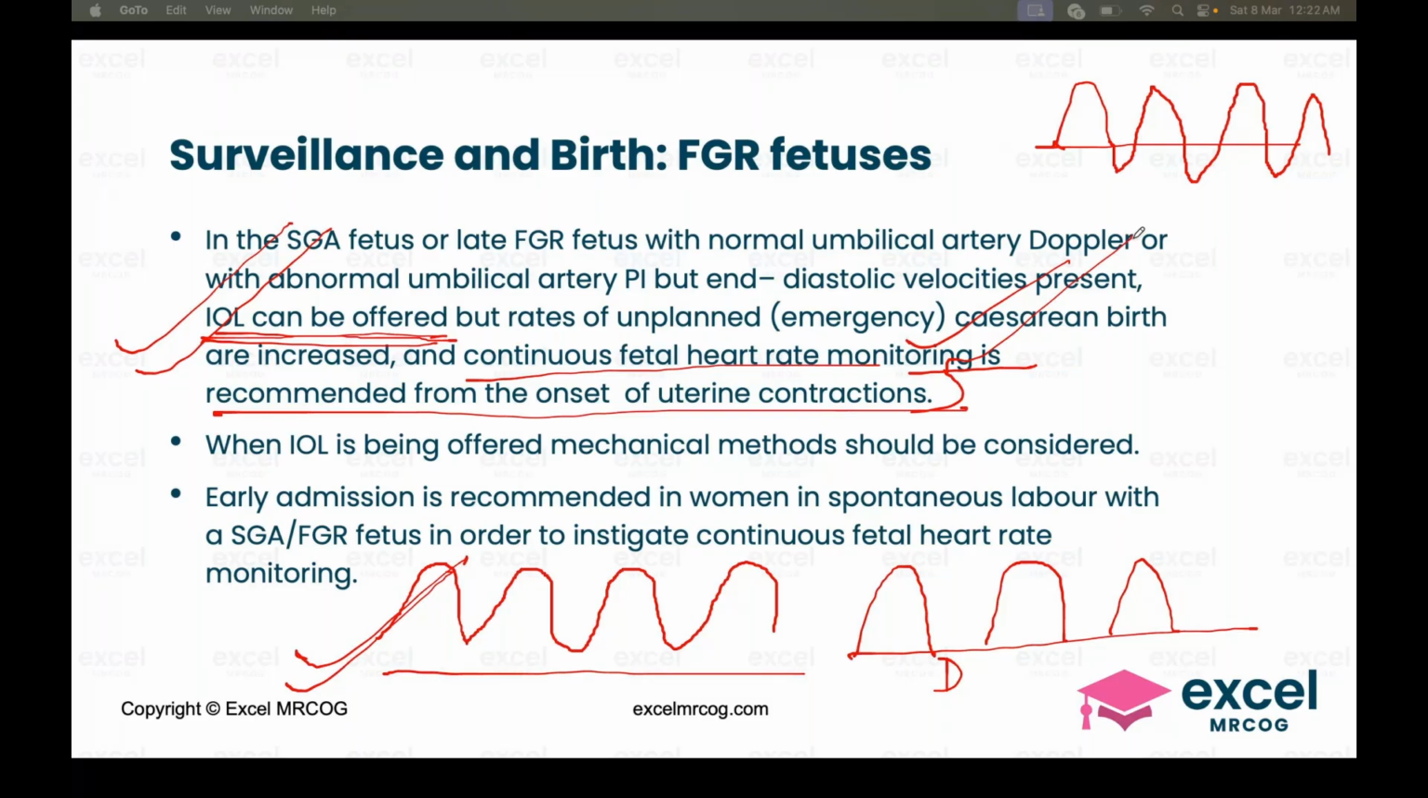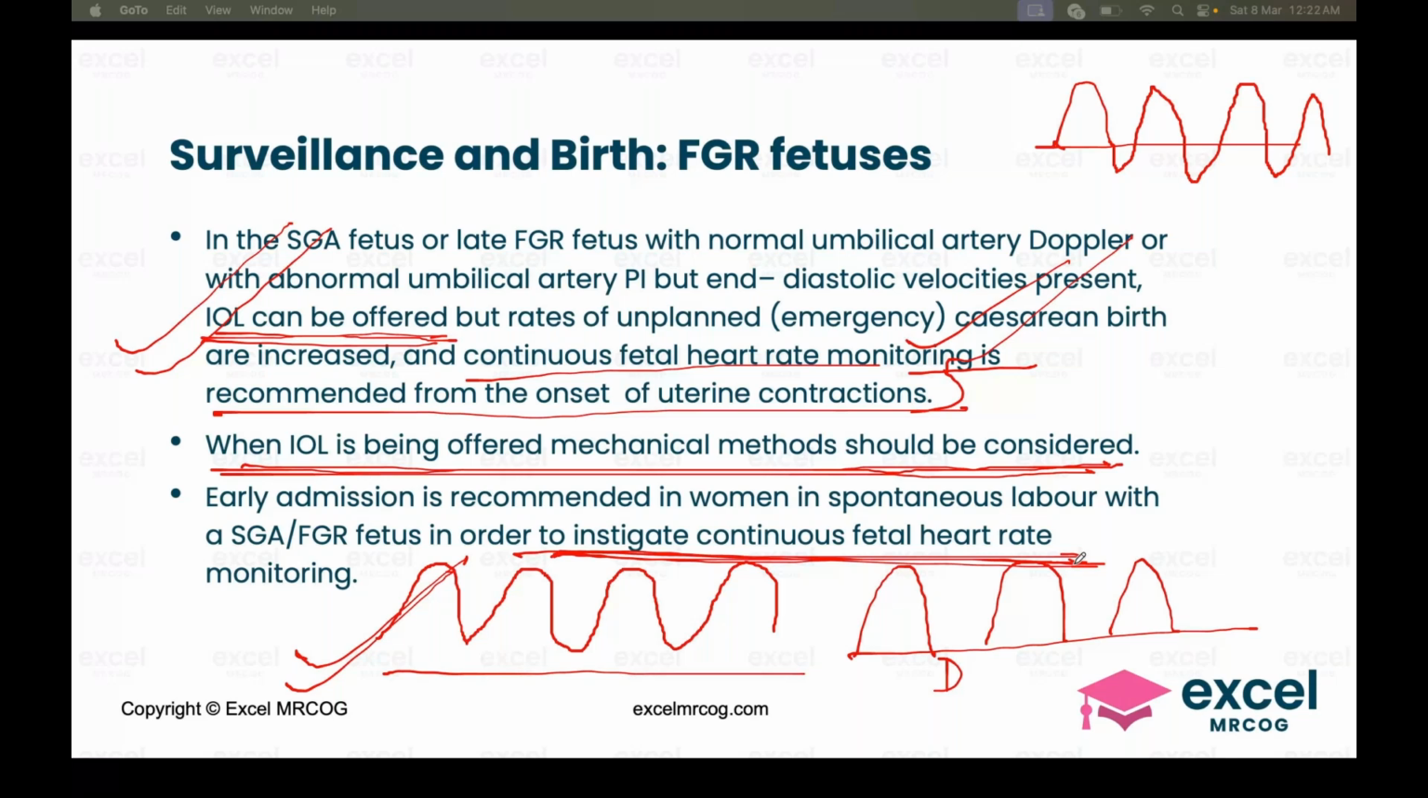And it is preferred that you offer induction with mechanical methods because prostaglandins can cause hyperstimulation, further compromising the circulation to the baby. Okay, this is all logical. Early admission is recommended in women in spontaneous labor because if the contractions start, the placental flow may get compromised, and that is why you need to check CTG continuously in labor for such babies. That is why you tell them to get admitted early when their contractions start. Simple as that.